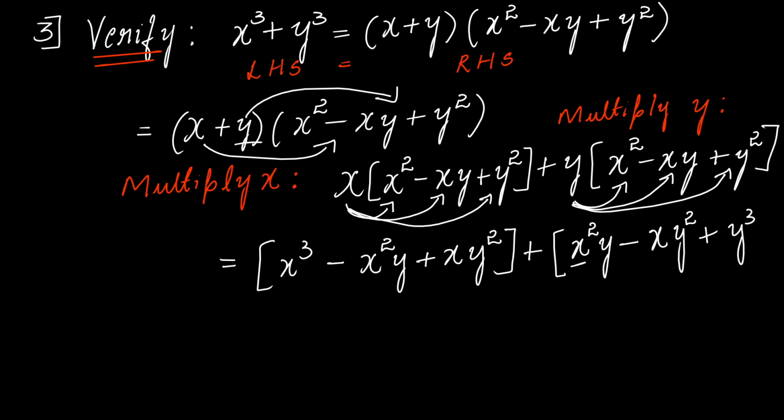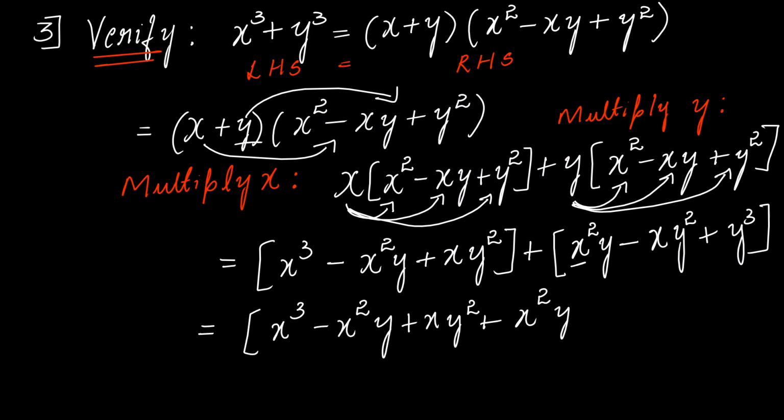Now look carefully. This is the most important moment. We have here minus x square y and plus x square y. So cancel this. Minus x square y and plus x square y will get cancelled. And now let's see xy square. We have xy square and minus xy square. So cancel this. So the middle terms disappear. So only we have here x cube plus y cube. So only this term remains.